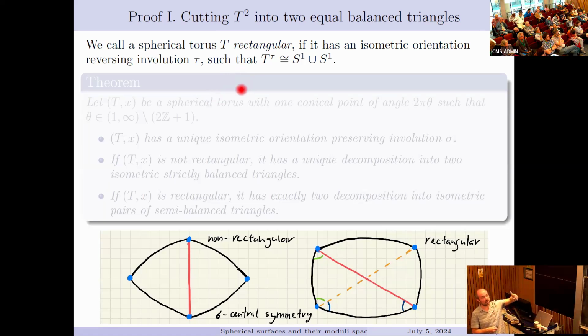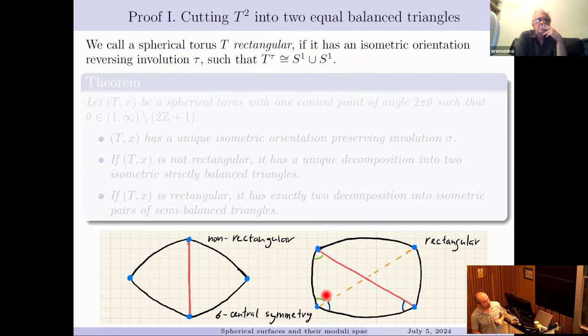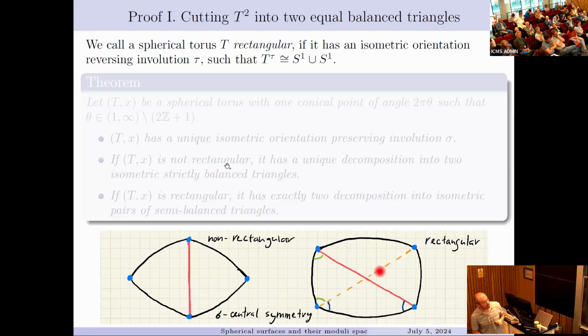a symmetry, and we call it a torus rectangular if it has an isometric orientation-reversing involution such that the set of fixed points is the union of circles. So here you see, this is my torus, and you have a symmetry which is rectangular, basically reflection with respect to this axis. And this reflection fixes this circle and also this circle. So this torus is kind of non-rectangular. It also has a symmetry, but this symmetry only fixes one diagonal. Okay, so this is the definition.